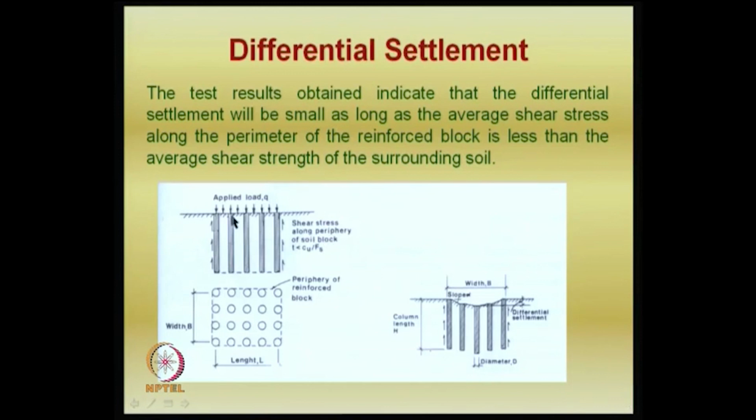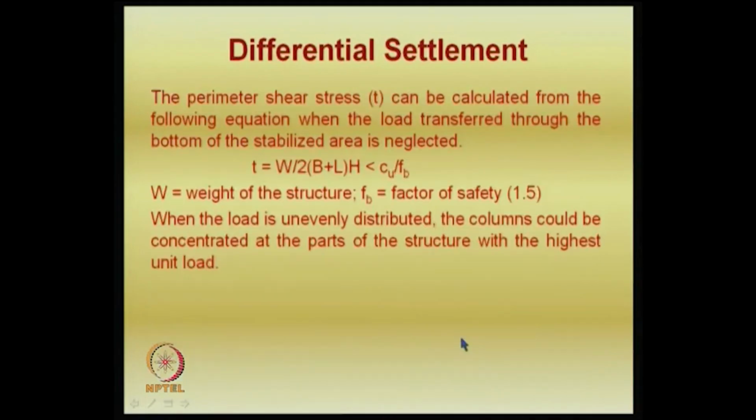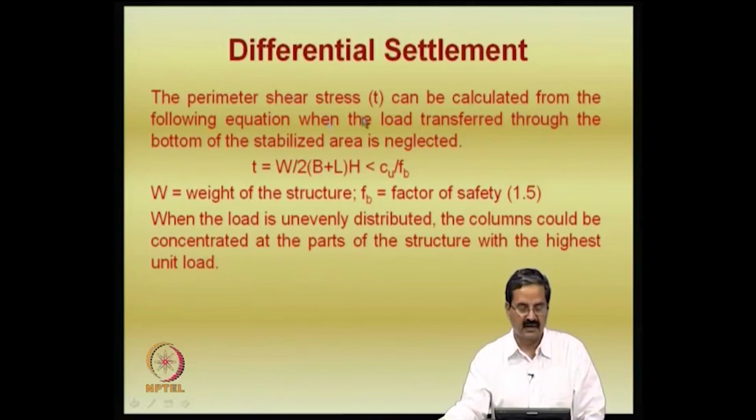So, this should be satisfied, and apart from it there is a differential settlement, as I just mentioned, that we should calculate. The differential settlement is like this column may settle and all that. So, the perimeter shear stress can be calculated from the following equation when the load transfer through the bottom of the stabilizer is neglected. This is what I just mentioned, like P plus L plus perimeter, and this is a weight. So, once you know the weight of the structure and all that, one can calculate the factor of safety.